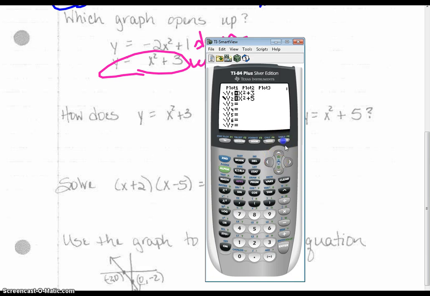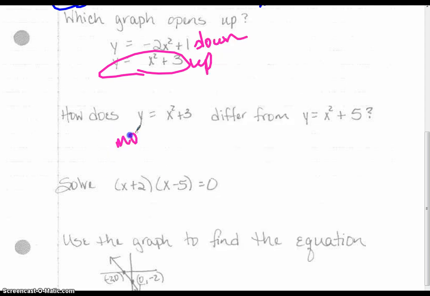All right, let's do this again. Here's your first one. Here's your second one. What happened? It moved up. If you remember from the rules we learned, it's because of the number at the end. The 3 went up to 5, so it moved up 2.